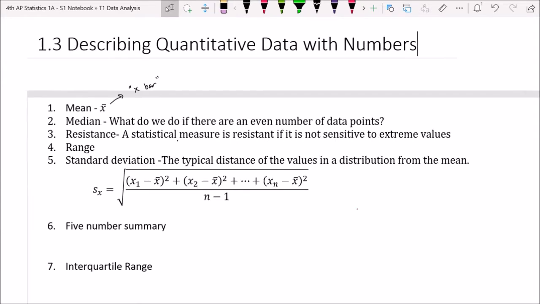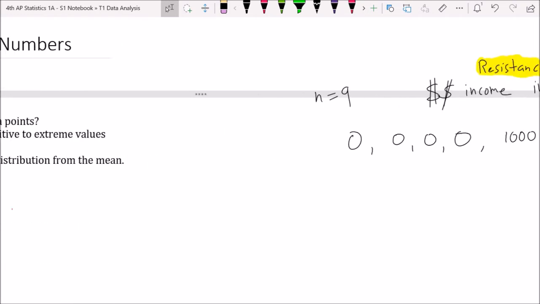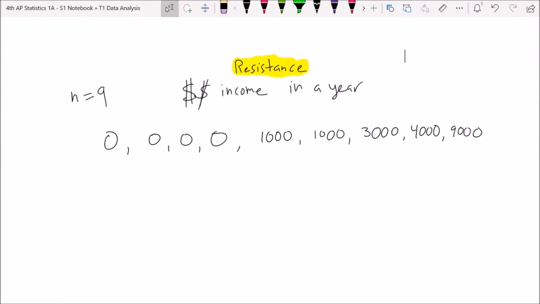Resistance. Resistance describes the sensitivity that a statistical measure has to extreme values. Okay, an easy way to think about that is to think about one of my classes that I teach.